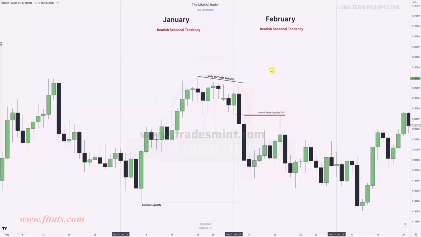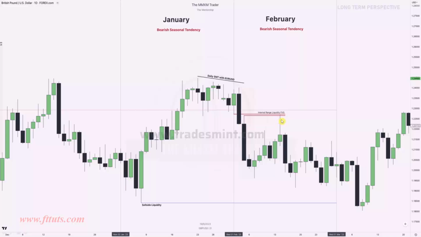Zooming in a little bit more, we've got those daily external sell stops down here. We've got internal range liquidity down here. Again, after that SMT has occurred, we don't need to go above these highs anymore, or this high. So we're waiting for a bearish array to form, which is this fair value gap, and it is in premium. That's also important.